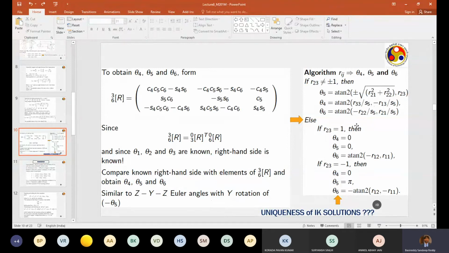So if you remember, it is quite similar to what we did when we studied the Euler angles. For some condition which doesn't break down, we calculated in this way, using the A tan 2 function, and when it does break down, we calculated them separately by putting one of the values as 0 and so on. So the same thing they have done here. Same thing can be done for this case. It resembles the ZYZ Euler angle case with a Y rotation of minus theta phi.